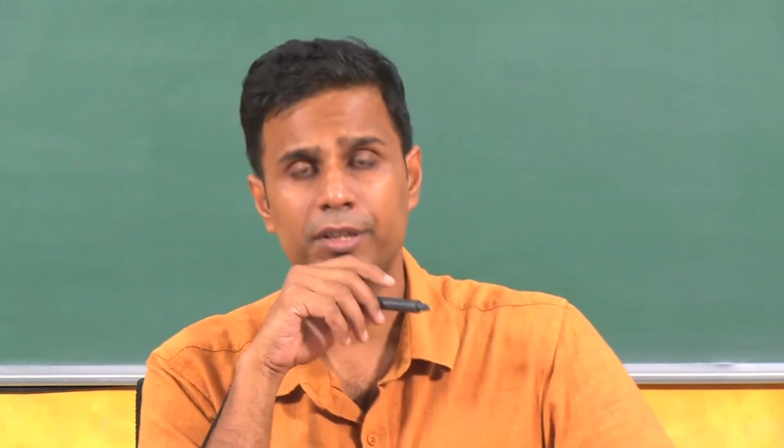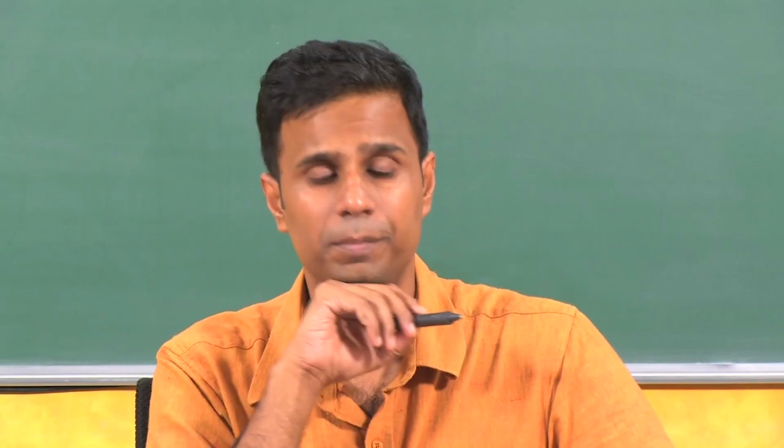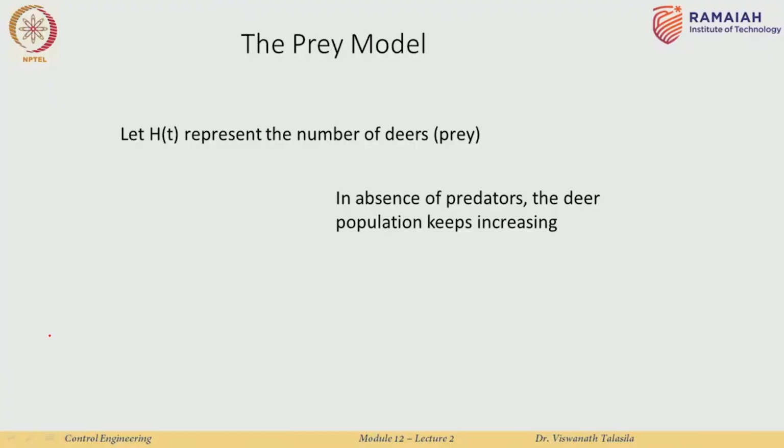So, what is a predator-prey model? First, let us look at the prey. Let h of t represent the number of deers, and it is a function of time. Now, in this particular context of the predator-prey model, t is not in seconds, it is typically in months or years. So, we need to keep that in mind.